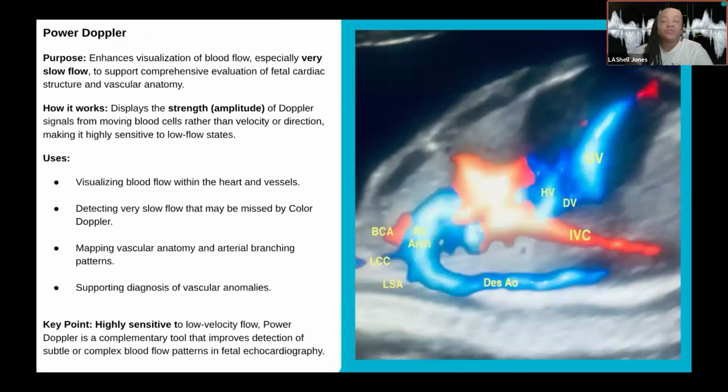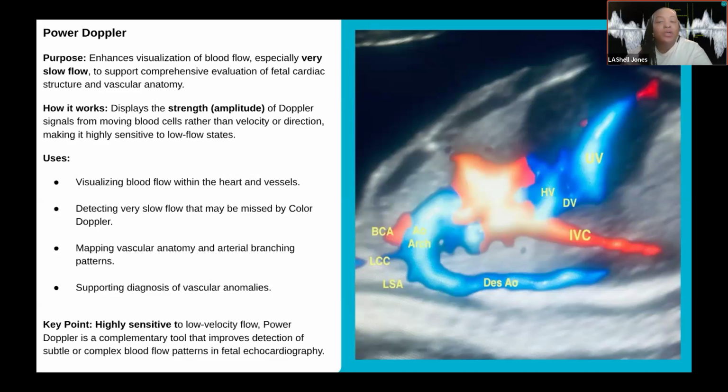Now, here's my special favorite one, power Doppler. Power Doppler is going to really enhance these structures, especially the smaller vessels or the slow-moving vessels. Now, how it works, it displays the strength amplitude of Doppler signals from the moving blood cells rather than velocity or direction. This one is still showing some direction in this case because I turned it on just to see the difference in where the direction is going with the blood flow, okay?